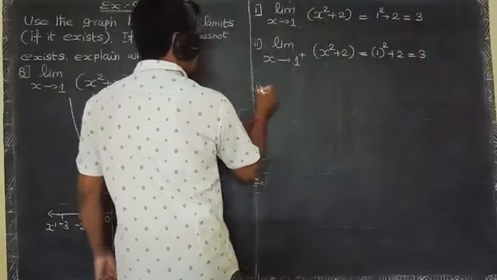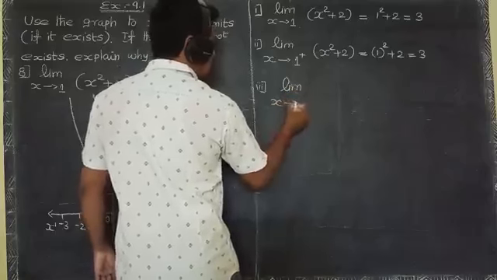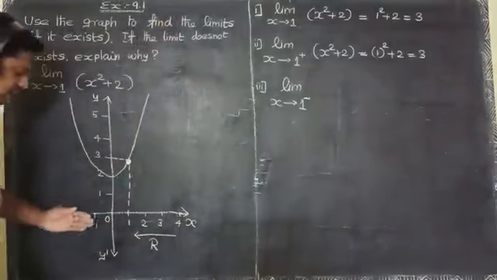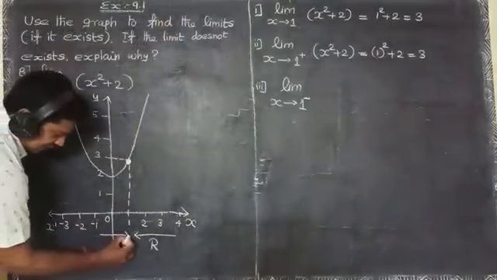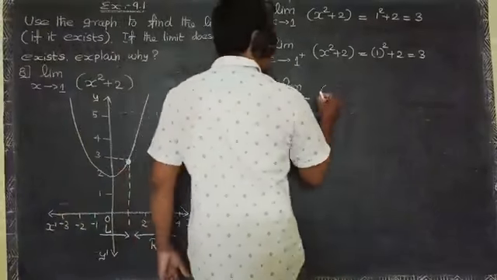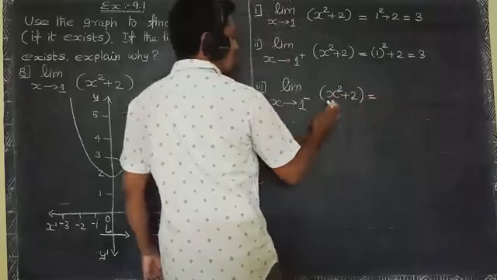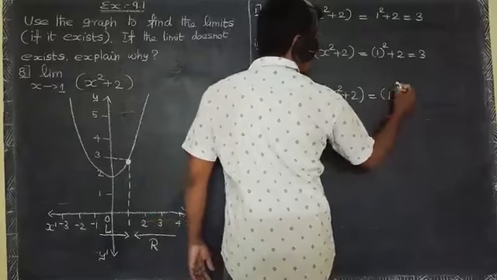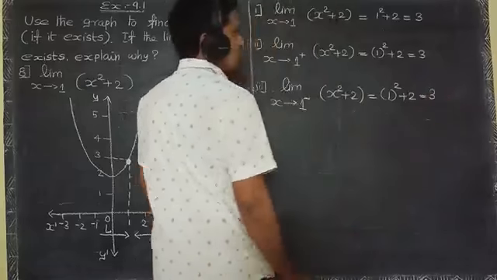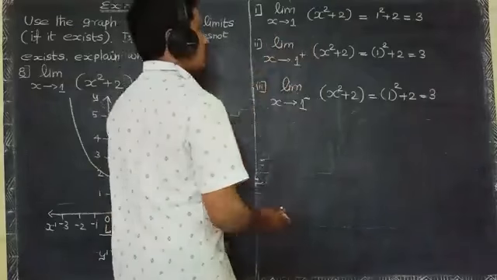The third one, limit x approaches 1 minus, it means x approaches 1 from the left side. Here the function is x square plus 2. Substitute x equal to 1, 1 square plus 2 which is equal to 3. Therefore the values are the same. That is a unique real number.